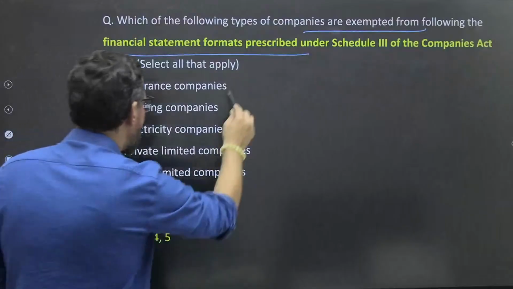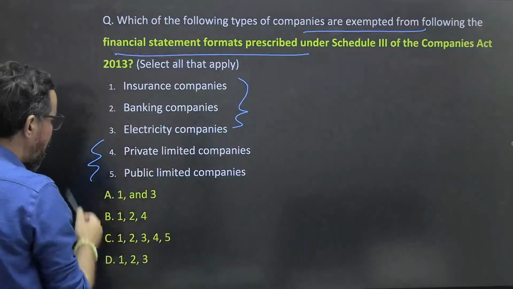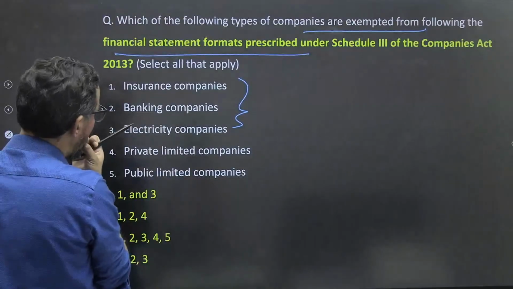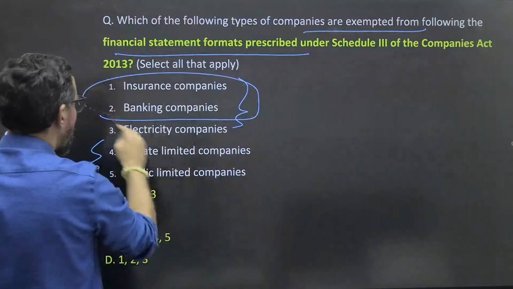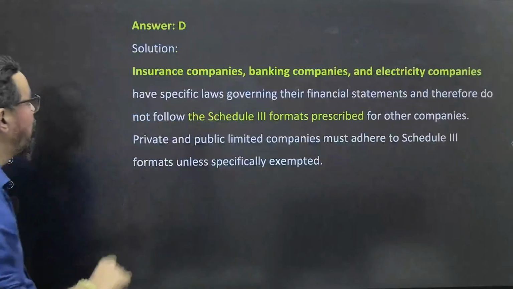So these 3 companies, the rest are the same. So 1, 2, 3, 1. Electronic companies, sorry, electricity. 1 and 2 should be the right answer. These 3 companies are the same one. A should be right.